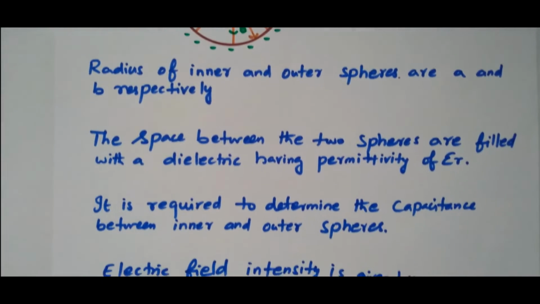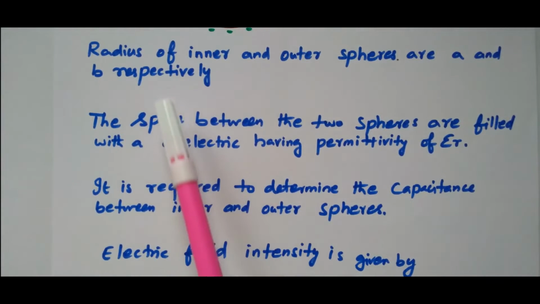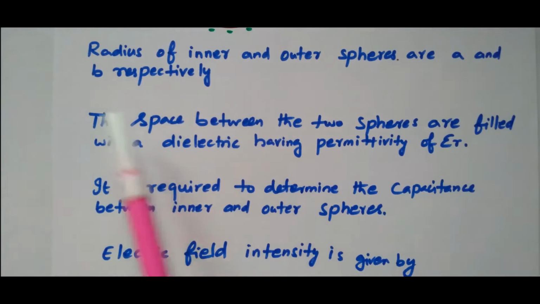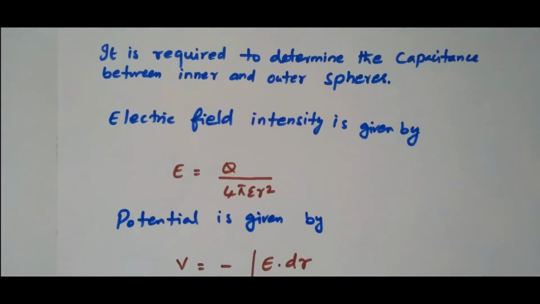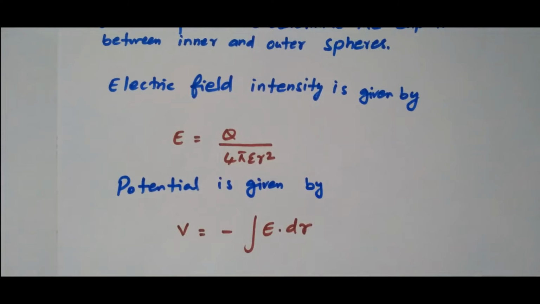So the description is given. The radii of the inner and outer sphere are a and b respectively. The space between the two spheres is filled with a dielectric with a permittivity epsilon r. Our aim is to find the capacitance between the inner and outer sphere. We start with the electric field intensity, then we'll go to potential, then we'll find the capacitance.